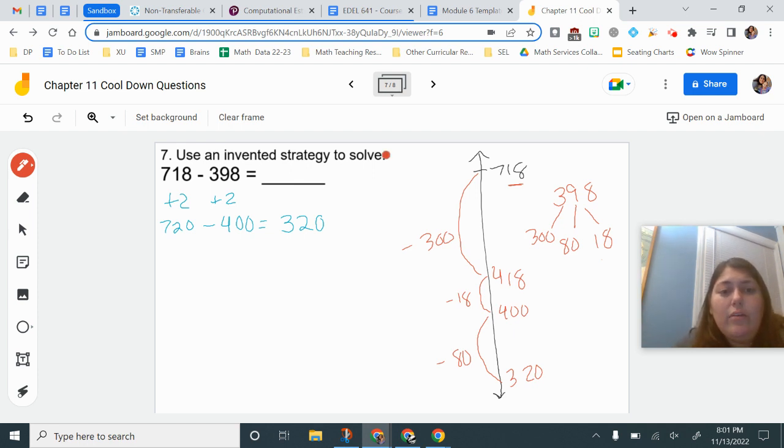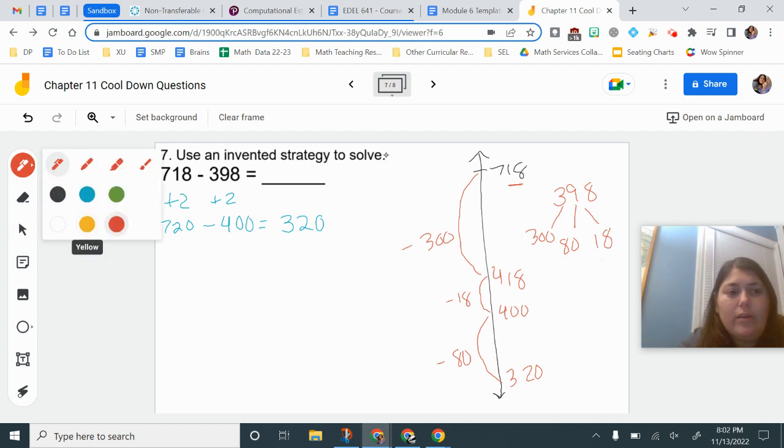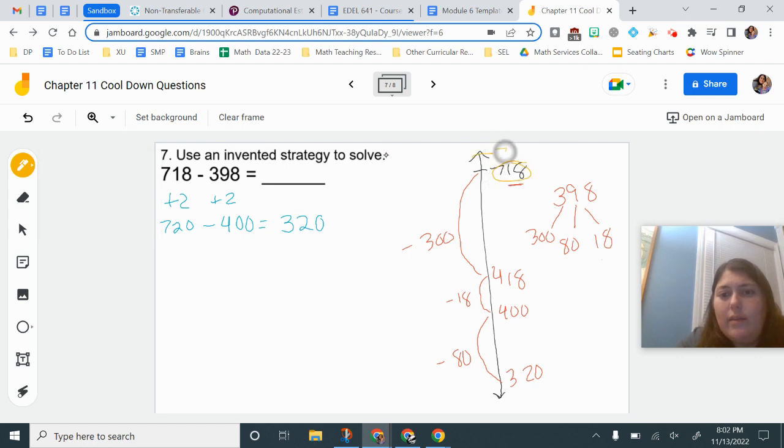Going over to the other invented strategy, this one was really fast to solve. This was constant difference. So that just means that I know that 718 and 398 are the same distance apart on a number line as 400 and 720. So that if both points are moving, and in fact, I have a number line over here, let's use it. If I move this number up 2, I get 720. And if I move this number, nope, 398 is not on here. There it is. If I move 398 up 2, I get 400.